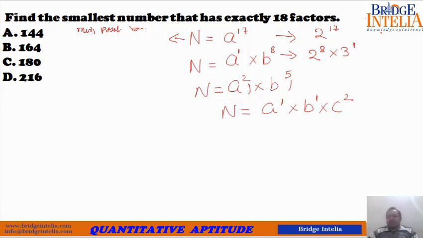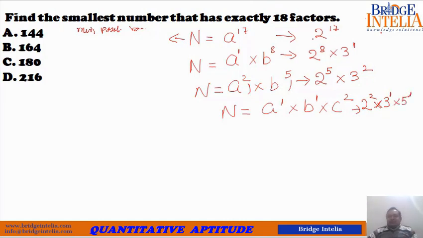That's why 8 powers to 2, not to 3. Based on this format, the minimum value will be 2 to the power 5 into 3 square. Based on this format, the minimum value will be 2 square into 3 to the power 1. Try to give more powers to smaller number, so that you have to keep it as small as possible. So what are the 4 possibilities?